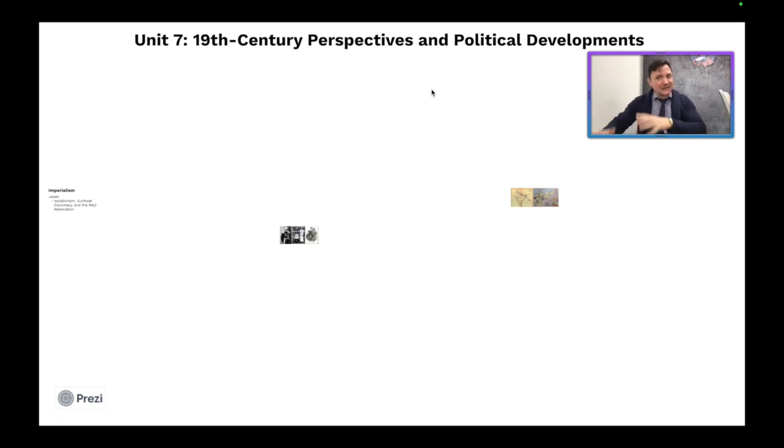We are now pivoting into Unit 7 out of 9. We only have a few more units left to go in this entire coursework, which is wild when you think about it, right? We're starting unit number 7, and unit 7 is 19th century perspectives and political developments. But what I like to refer to this as is nationalism, imperialism, and all the stuff in between. So those are the main core cruxes of what we're going to be talking about in this unit.